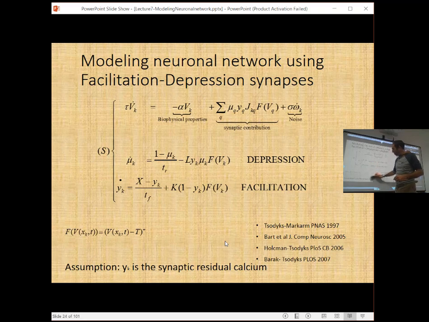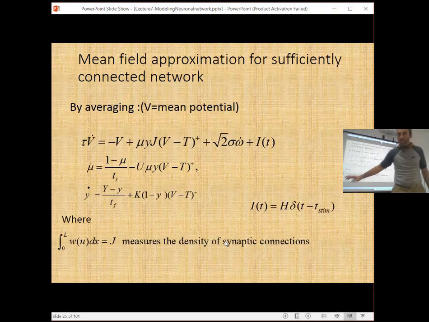This is what Roy is doing in the book to try to understand how calcium is generated. So we have three equations, and in the mean field model, if everybody is well connected, you have the three equations. One you already saw. This is what I showed you before. This is the depression, and then we had facilitation. So you have a dynamical system in dimension 3, plus noise, plus an input.